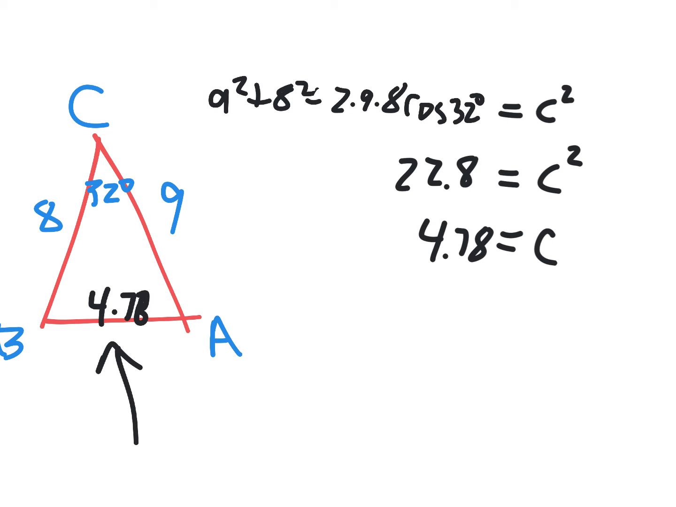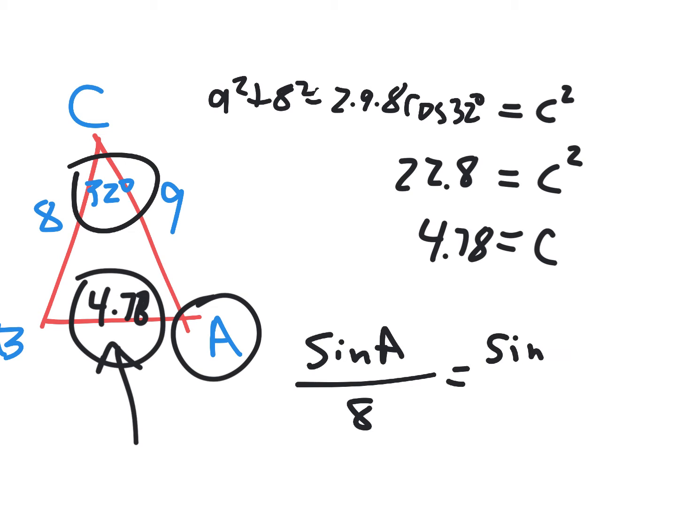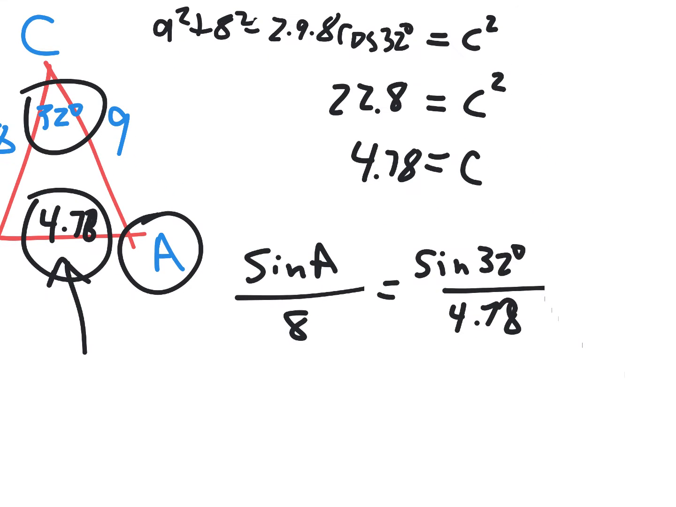I personally would use the law of sines now, because now I have a side and the angle across from it. When you do law of sines, I personally would start with the variable. I want to know angle A. So I'd go sine of big A. Why do I want to put that on top? Because it's so much easier to solve for. Over 8 equals sine of 32, over the other combo where it's got the side and the angle across, 4.78. And in the end, I'm going to multiply and then do inverse sine.